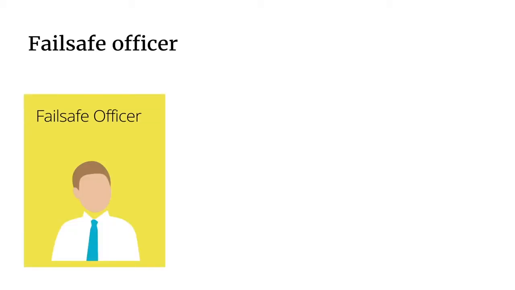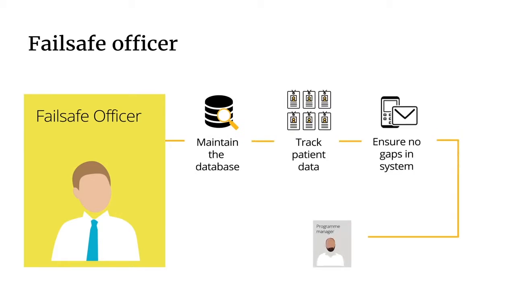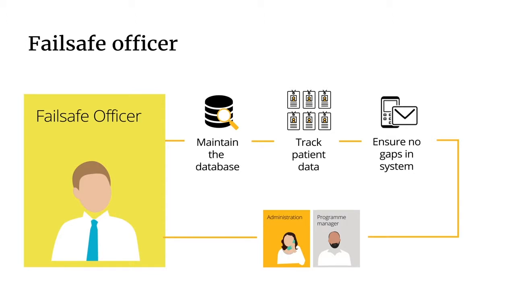The fail-safe officer has a key role within the administrative team. They maintain the database, tracking patient data and ensuring that there are no gaps in the system, such as lost referral letters or patients not attending screening or follow-up invitations.